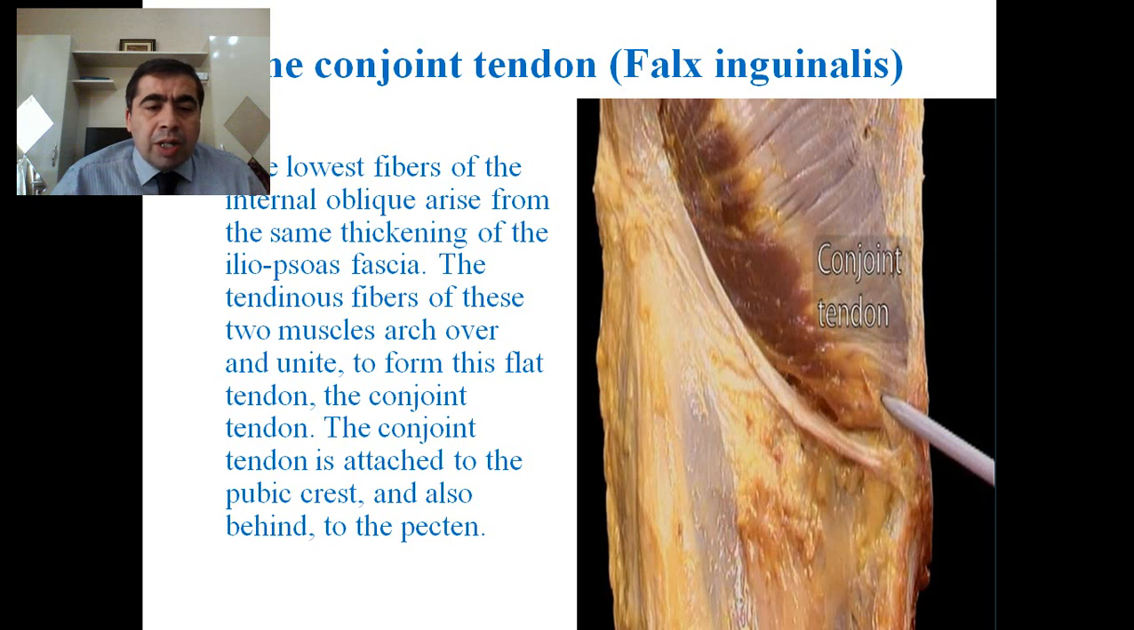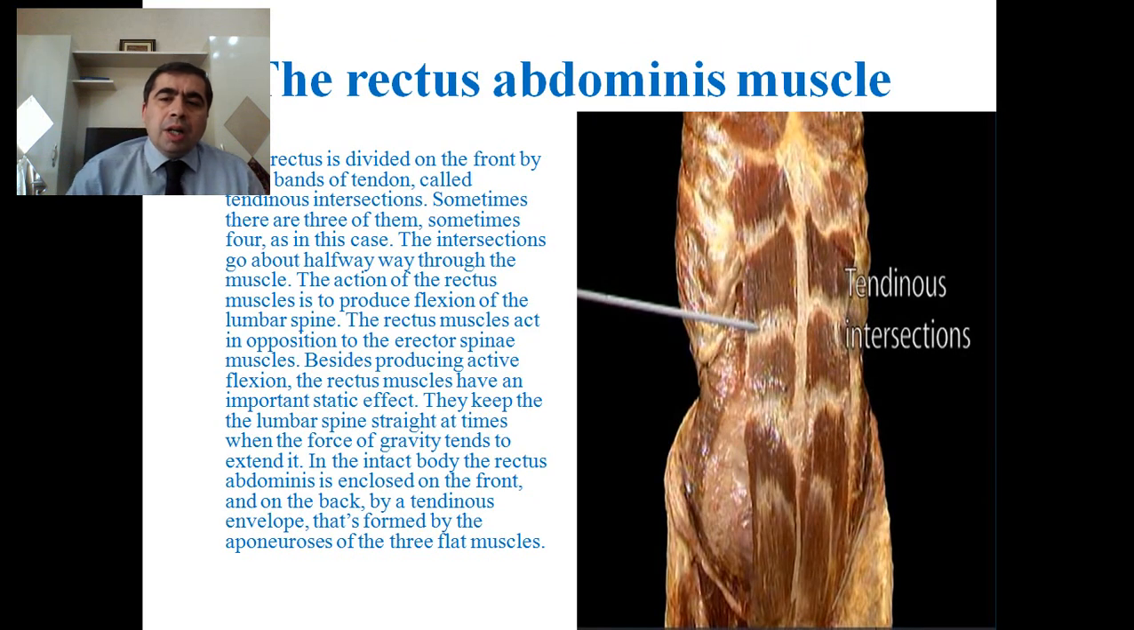The conjoint tendon is attached to the pubic crest and also behind to the pecten. Here you are looking at the rectus abdominis muscle. This is the rectus abdominis muscle, which is divided on the front by the bands of the tendon called the tendinous intersections.